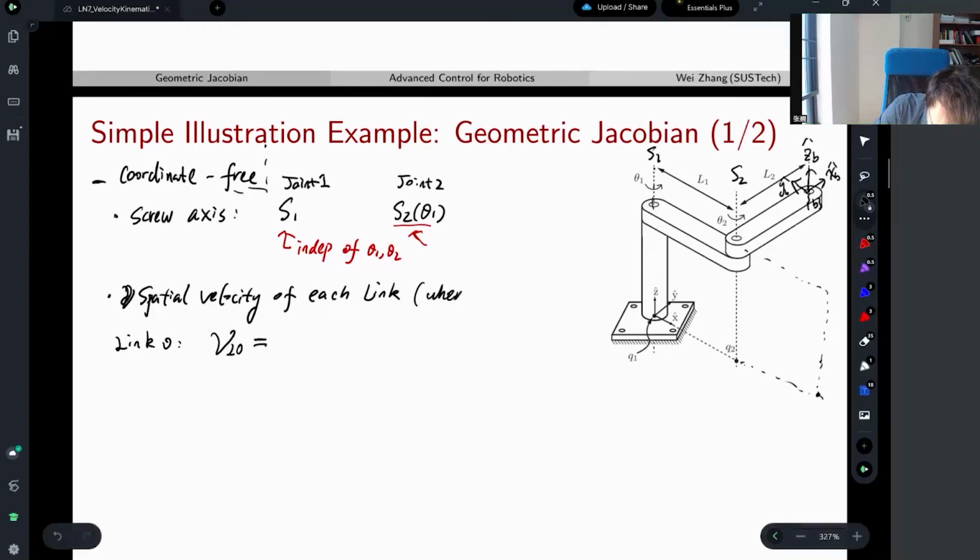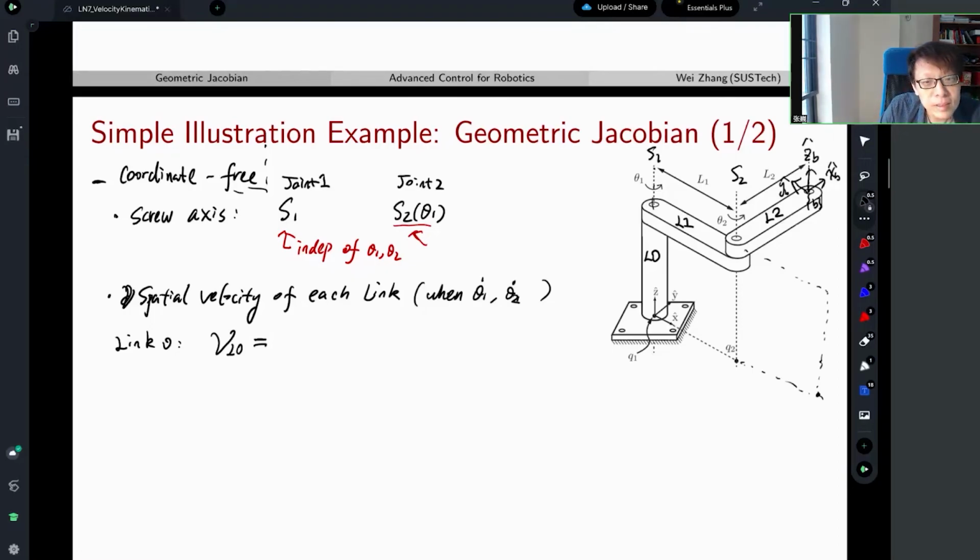Theta 1 dot. So suppose each theta has some speed, okay? I'm going to ask you what is the velocity of each link. This is link 0. This is link 1. This is link 2, okay? So then what is the velocity of link 0?